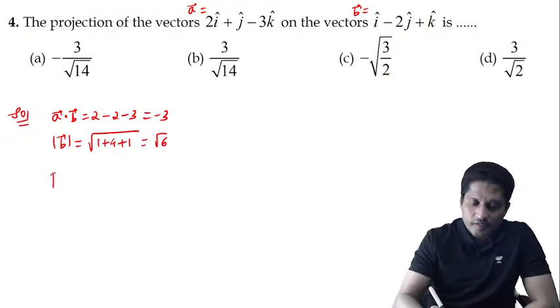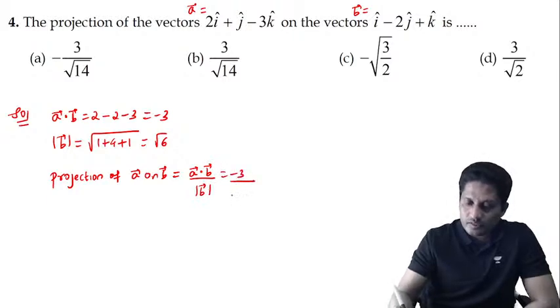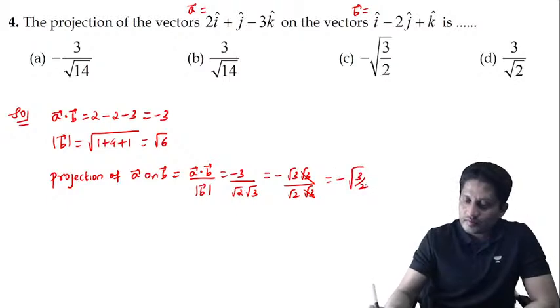Now projection of vector A on vector B is equal to A dot B divided by modulus of B. A dot B is minus 3. Modulus of B is root 6. Root 6 can be written as root 2 into root 3. This 3 can be written as root 3 into root 3, divided by root 2 into root 3. This will cancel. This is equal to minus root of 3 by 2. Right, answer is option C.